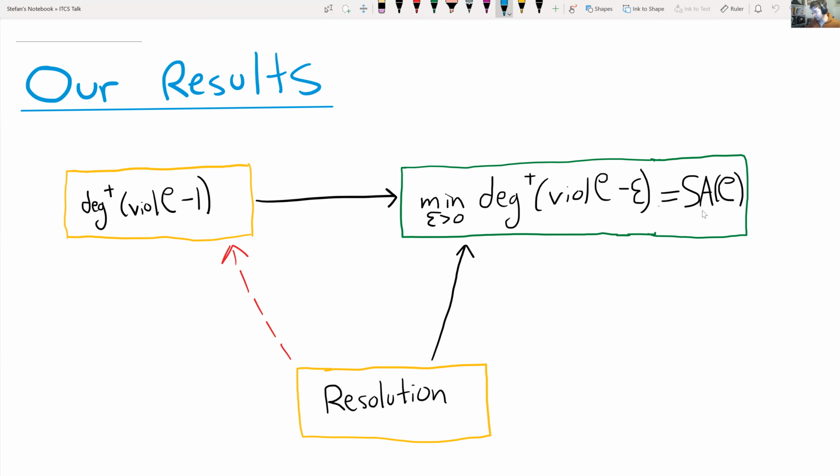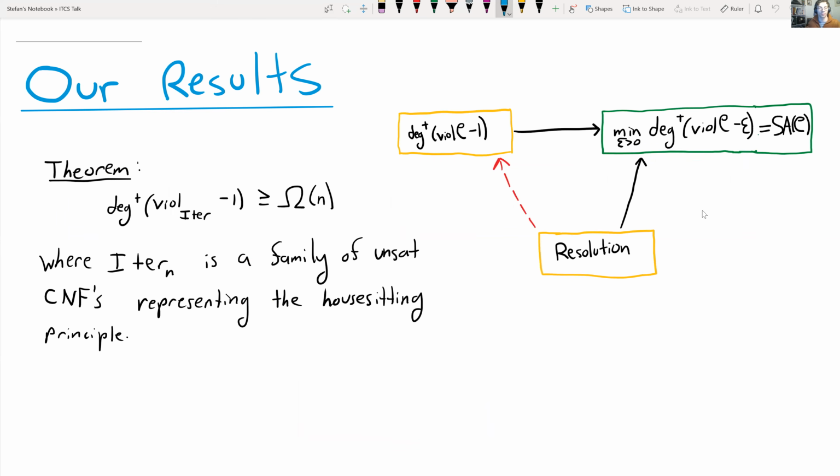We show that there is a family of formulas that resolution can easily prove, whereas it cannot be done in low degree for conical junta degree. So more specifically, the conical junta degree of the violations of this iteration family, minus 1, is at least linear. And iteration here is just an unsatisfiable family of CNFs representing the house sitting principle.